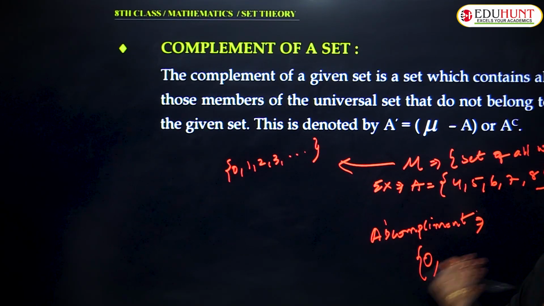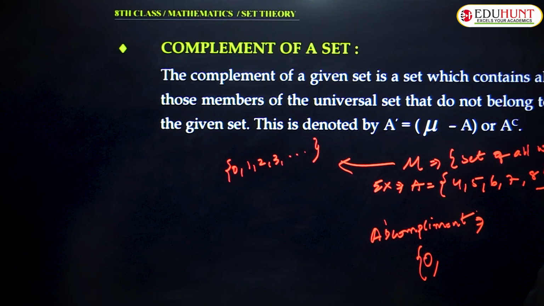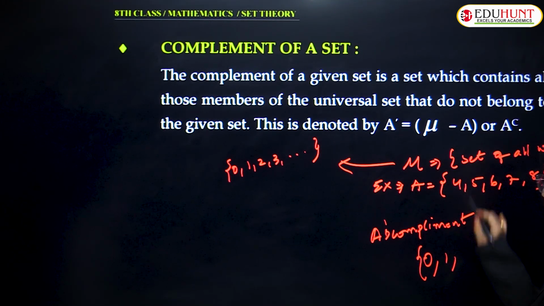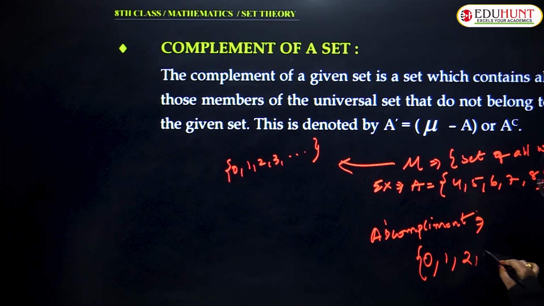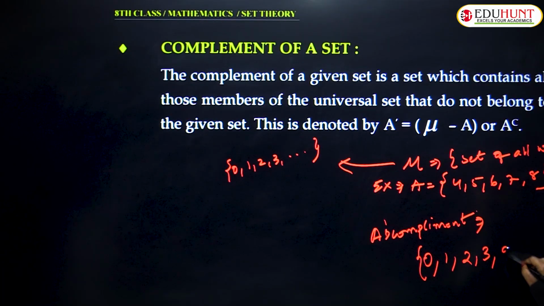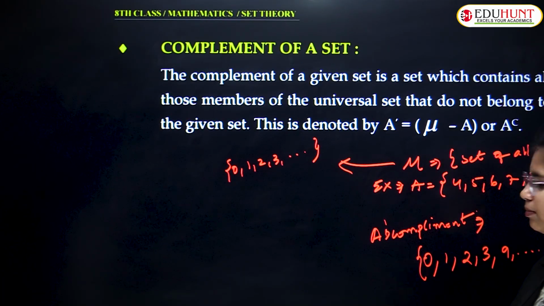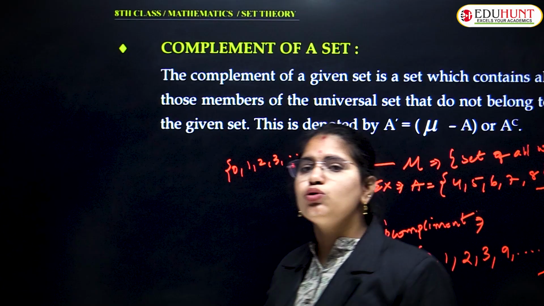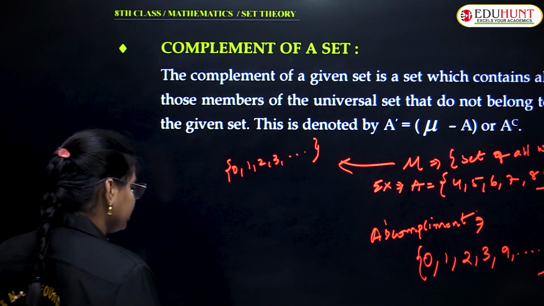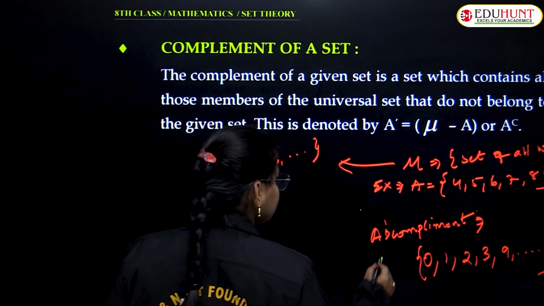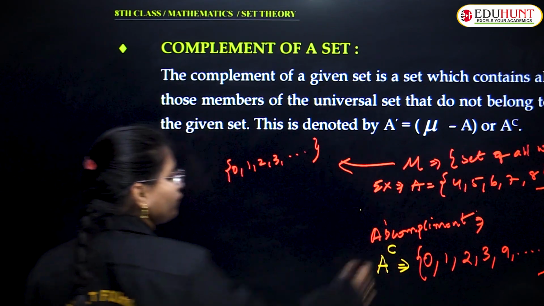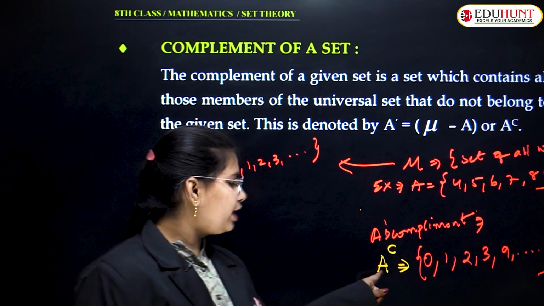It's like negation, like reverse. You can say like that. 1 is not there in A, so it will come to A complement. Similarly, 2, 3, 4 is there in A, so it will not come. 5, 6, 7, 8 are there, so 9 and so on. Rest of all elements will come under A complement. So how to notate this A complement? That is also important, right? This is A, and C you will write as a superscript of letter A. So this is how you will notate A complement.